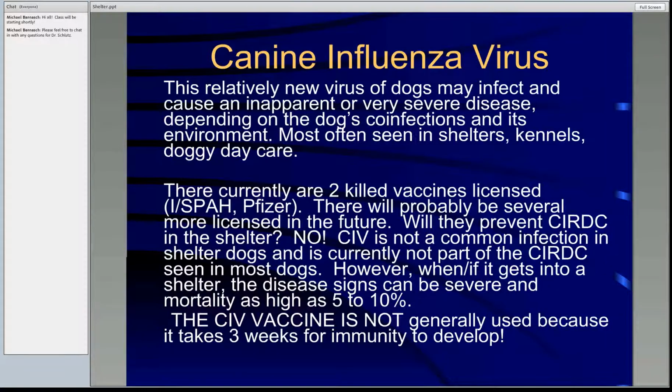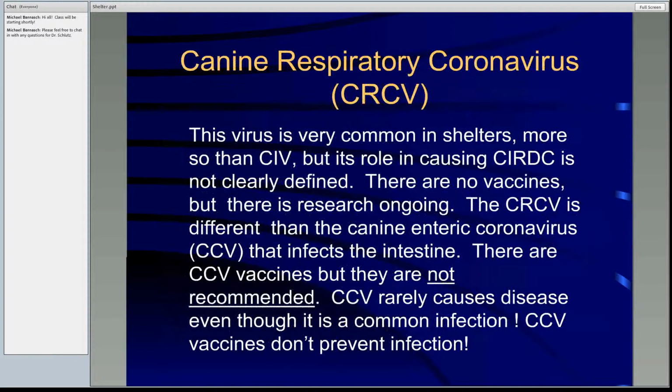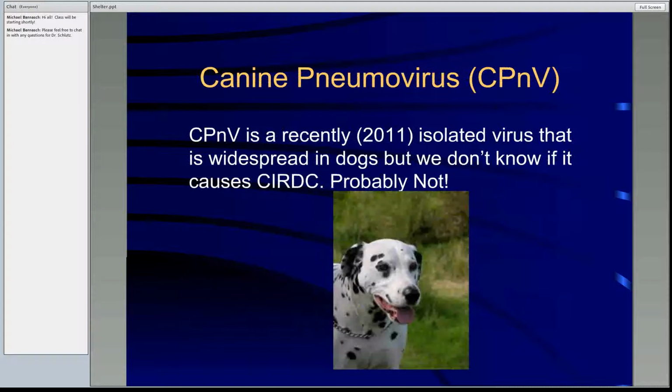Now, canine respiratory coronavirus, we still don't know whether that actually causes or contributes significantly to canine infectious respiratory disease complex. We're still trying to figure that out, and we don't have it figured out yet. There are some people that say yes, it does. There are other people that can't reproduce those results. Canine pneumovirus, newest kid on the block, came in 2011, and everything I've seen so far and that we've done to look at that, it really is not making any contribution. It's not considered a concerned player in the whole thing.